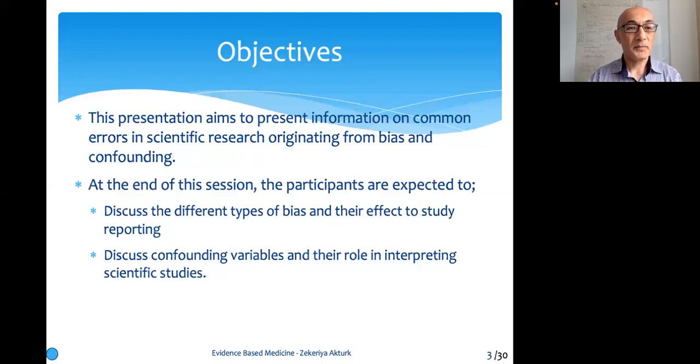Today's objectives are presented in this slide. Actually, they are very simple: to discuss the different types of bias. We will not be able to cover all types of bias. There are tens of biases, but the major and more commonly observed bias types should be presented here, and you should be able to discuss these different types of bias, and of course also confounding.